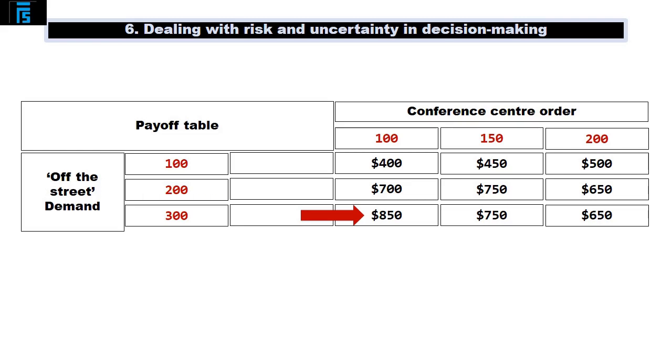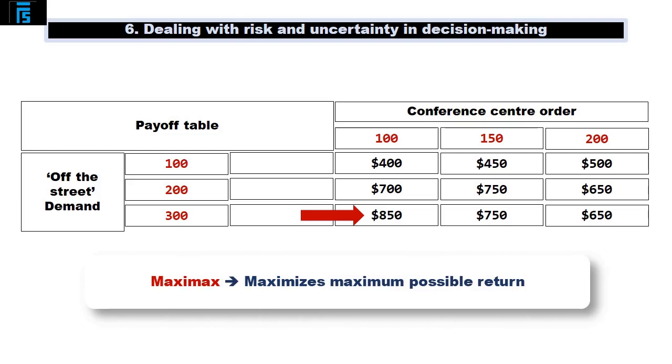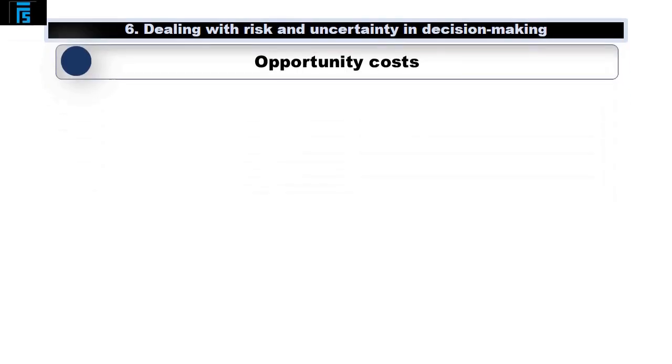This decision criteria is known as maxi-max. It maximises the maximum possible outcome. You'll note here Jack is being optimistic. If he selects this option, he is conveniently ignoring the fact that if off-the-street demand is low, he will only earn $400, the worst possible return.